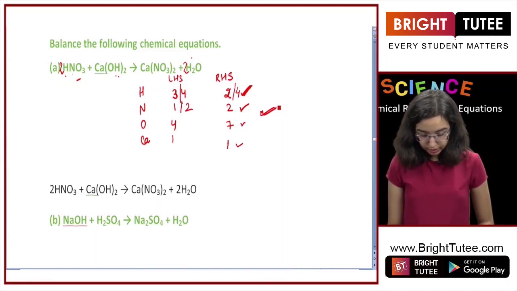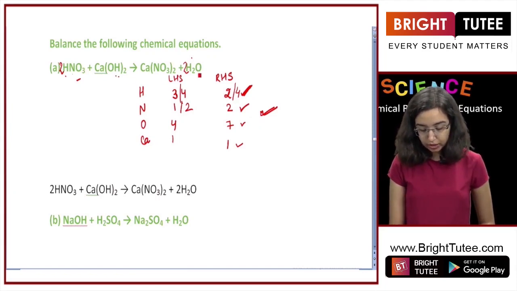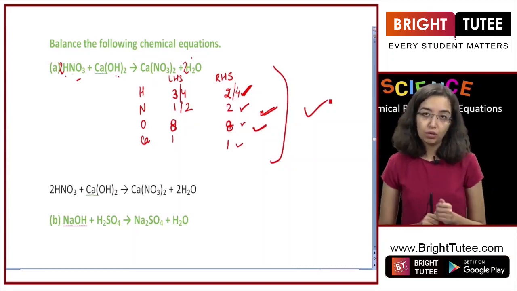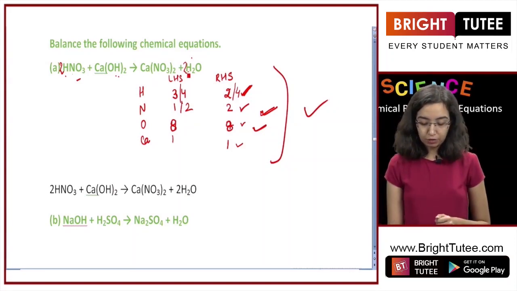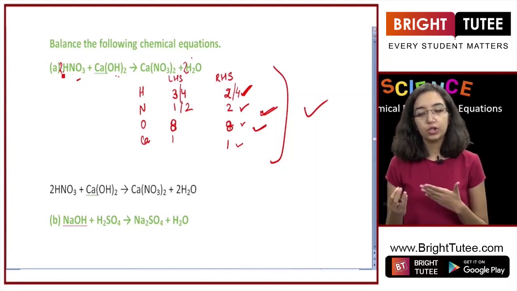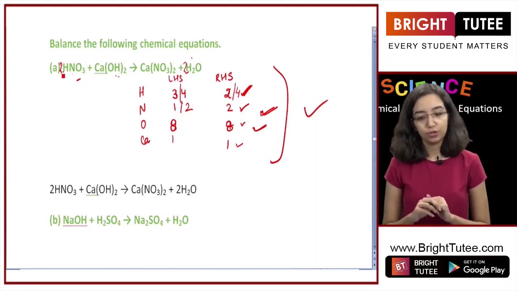Let's talk about other elements like oxygen. So oxygen here became 6 plus 2, 8, and here it also became 2 plus 6, 8. So again, oxygen also got balanced. The whole equation got balanced just by trying to balance out hydrogen. Because when I changed it for hydrogen here and there, it automatically shifted the numbers for nitrogen and oxygen.